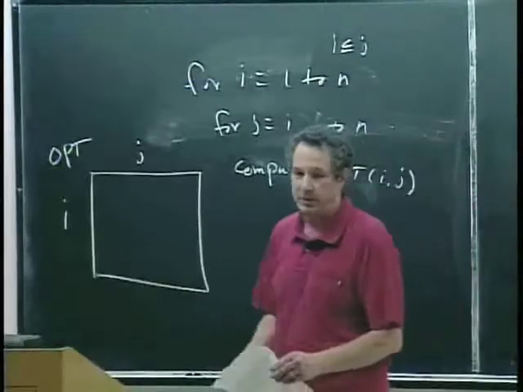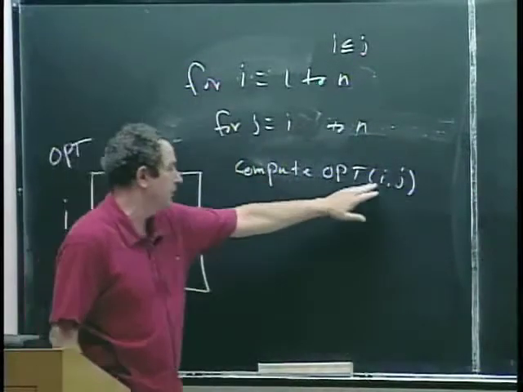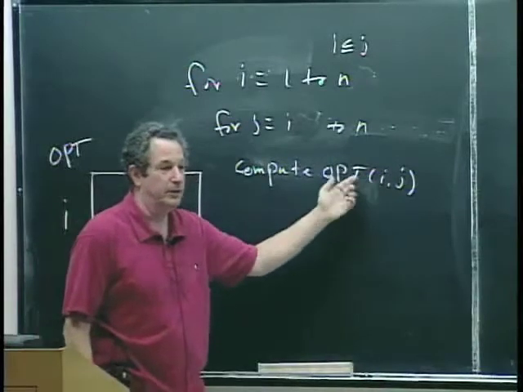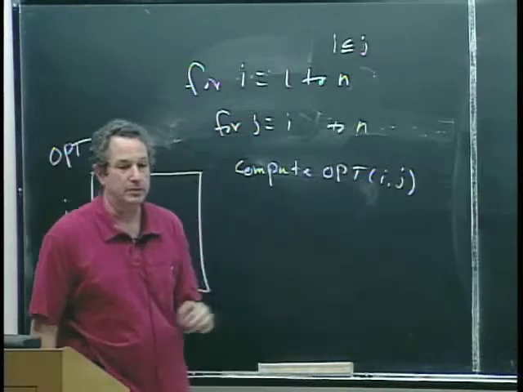But does everybody understand what I mean now by ordering? In what order of the ij parameters are you going to evaluate opt ij? So does anybody have any other suggestions?